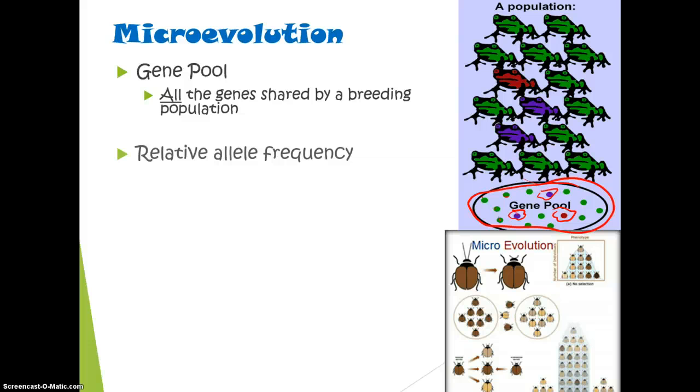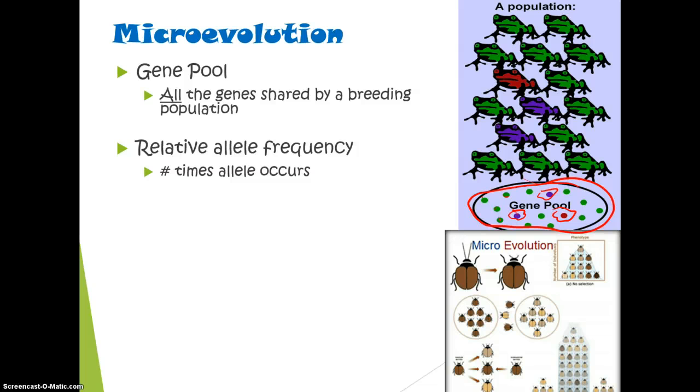that's my gene pool. Then relative allele frequency. Once again with the butterfly lab, you actually found the frequency. That's what table 2 was. This is just the number of times that an allele occurs. It's expressed as a percentage, and its sum must add up to 1. That's going to be really important a little bit later. We'll come back to that, but you need to know that.